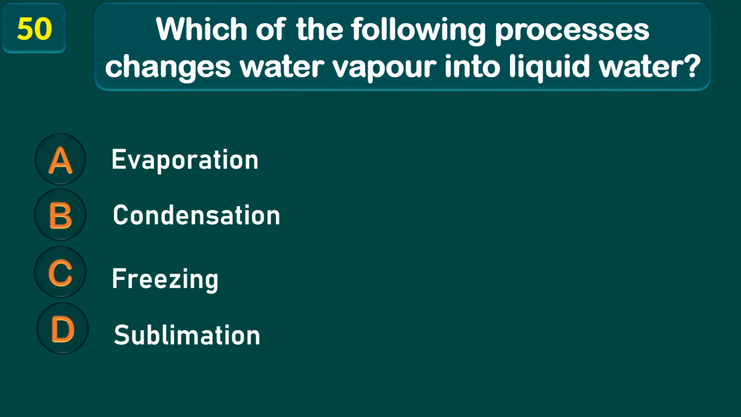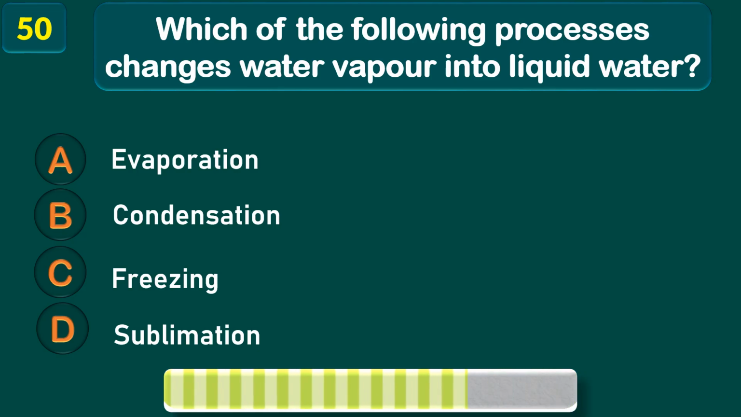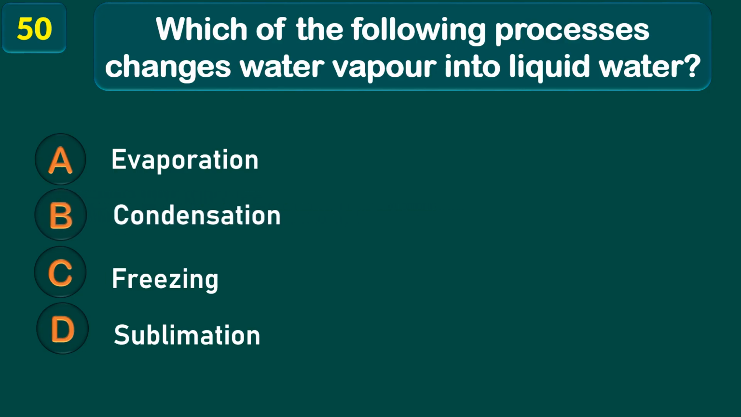Which of the following processes changes water vapor into liquid water? A. Evaporation. B. Condensation. C. Freezing. D. Sublimation. Answer: B. Condensation.